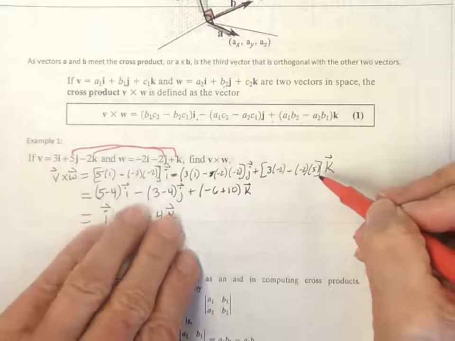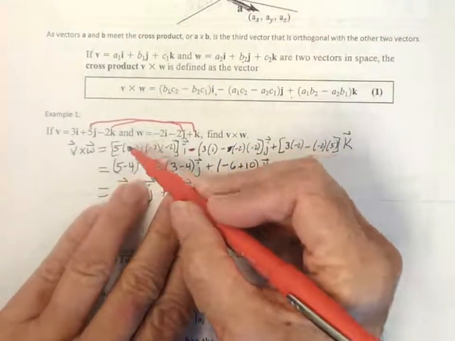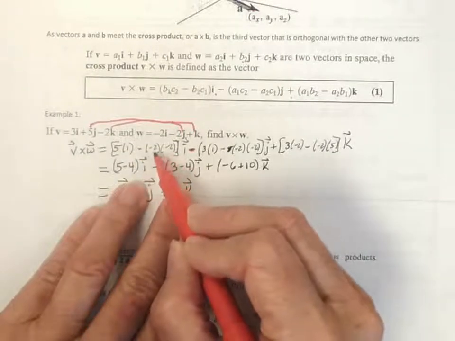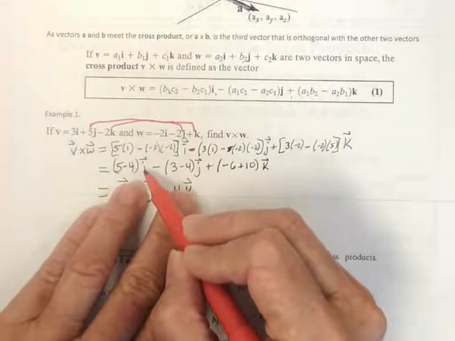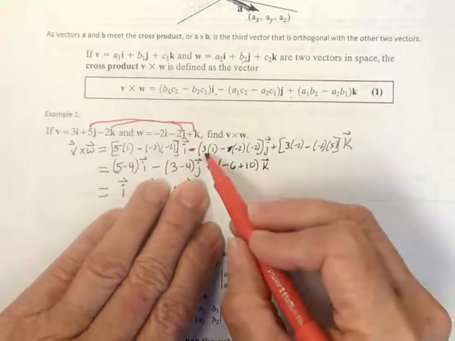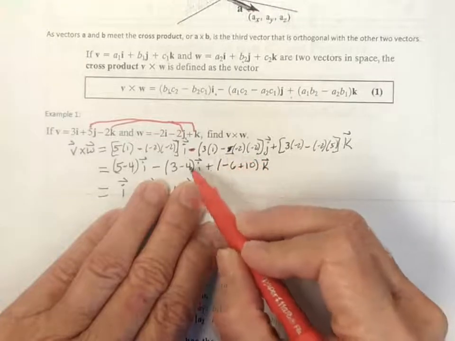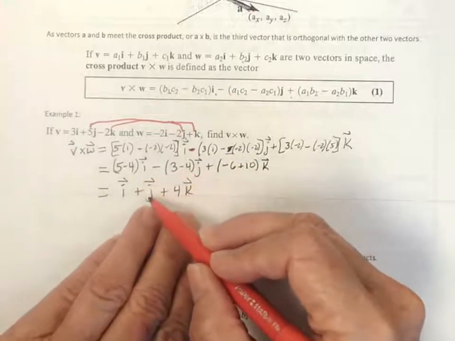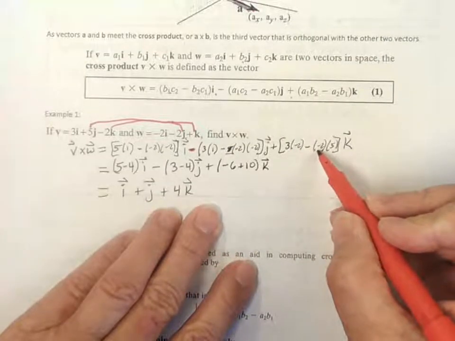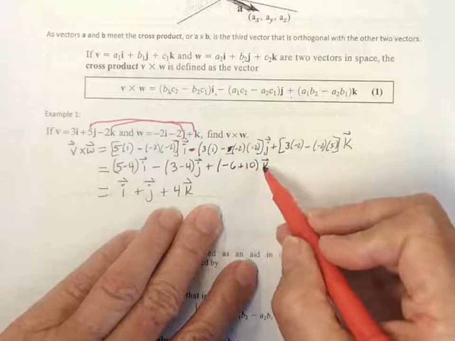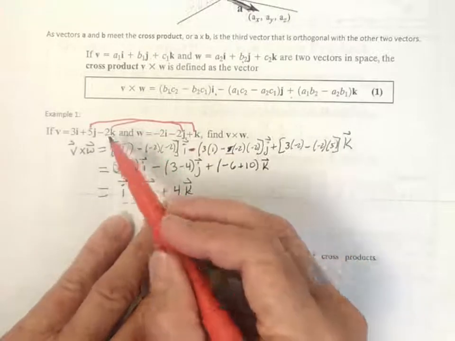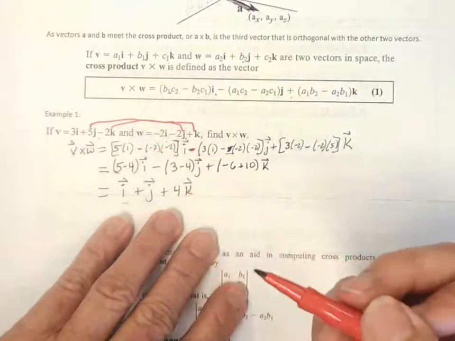So now we're just doing mathematical, arithmetic stuff. I've got 3 negatives there, so I can stay negative, 4. So 5 minus 4 times unit vector I, that's 1I, minus 3 minus 4, that's a negative 1, but I'm subtracting it, so it's a positive. And finally, negative 6 plus 10 gives me a positive 4 times k. That is the vector that is perpendicular to both of these vectors, v and w.